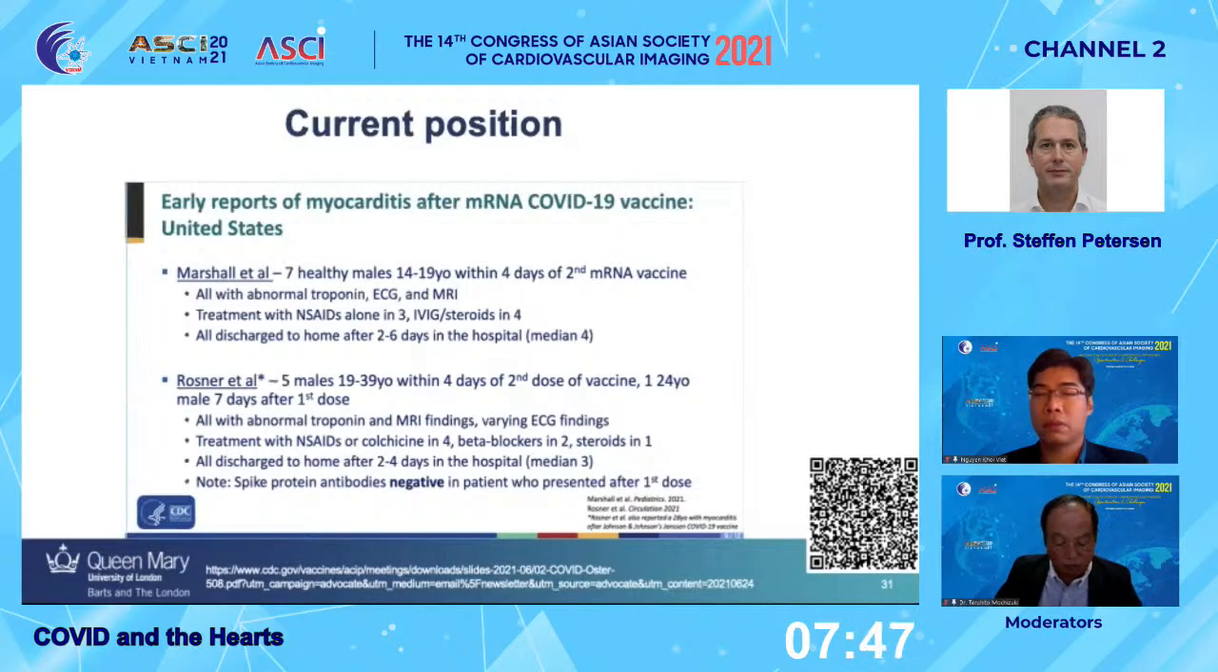Rosner and colleagues reported 5 males, 19 to 39 years of age, within 4 days of the second dose of the vaccine, and one 24-year-old male, 7 days after the first dose. All presented with abnormal troponin and MRI findings. Varying ECG findings were seen. Treatment was again with NSAIDs or colchicine in 4, beta blockers in 2, and steroids in 1. All were discharged home after 2 to 4 days in the hospital. Note that spike protein antibodies were negative in the patient who presented after the first dose.